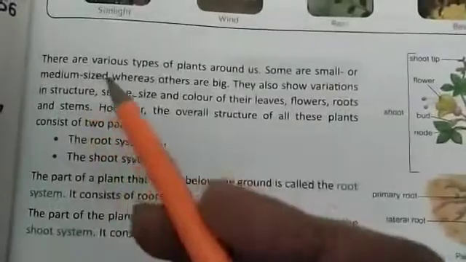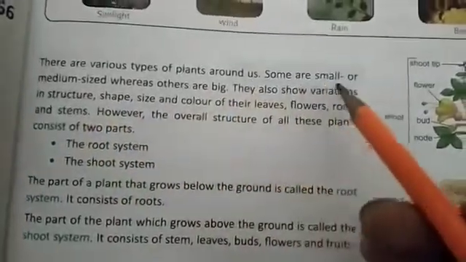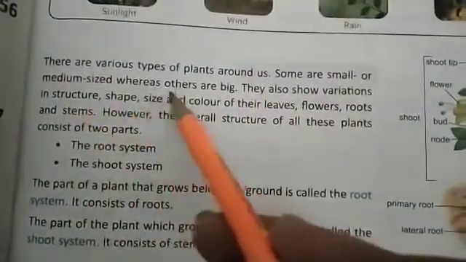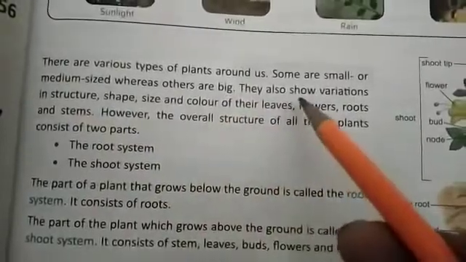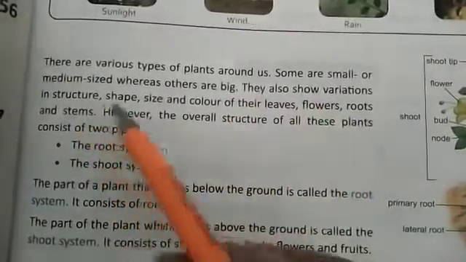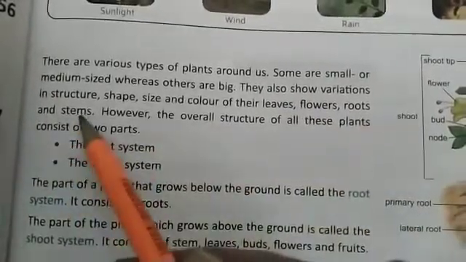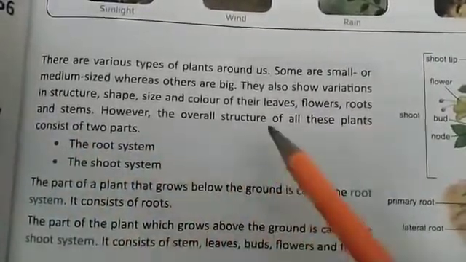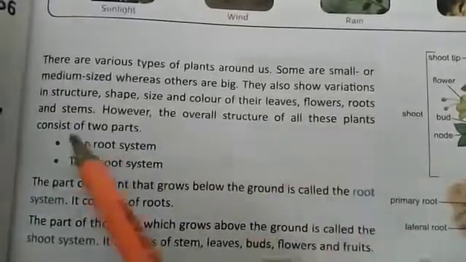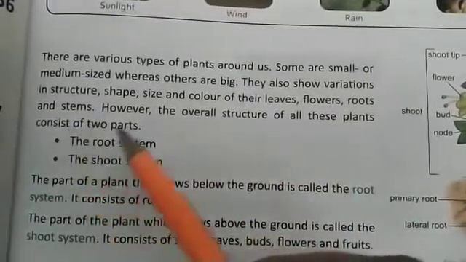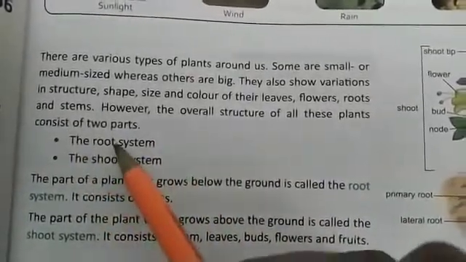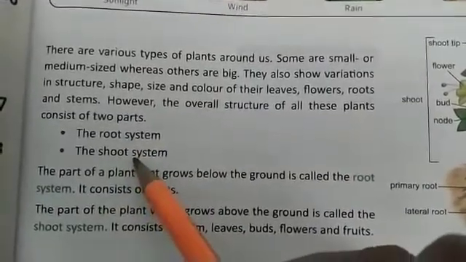So let us see, there are various types of plants around us. Some are small or medium sized, whereas others are big. They also show variations in structure, shape, size and color of their leaves, flowers, roots and stems. However, the overall structure of all these plants consists of two parts, that is the root system and shoot system.